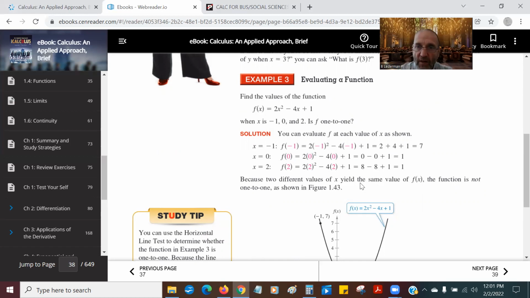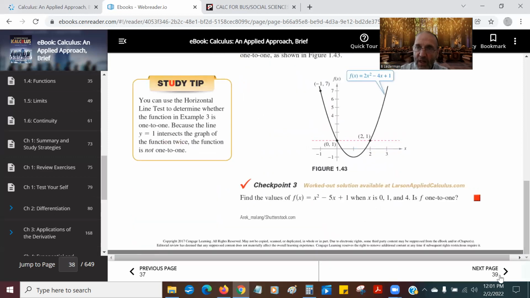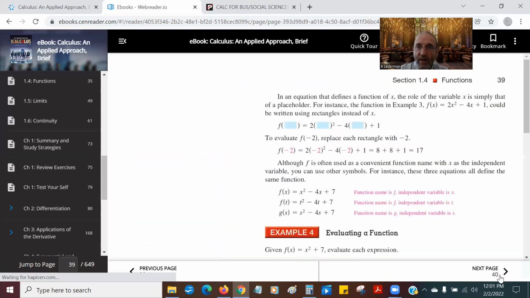So two different values of x yield the same value of f of x. Therefore, it is not 1-to-1. See, I get a 1 there and a 1 there. And again, you look at the horizontal line test: it passes the vertical, so it is a function, but it fails the horizontal. So it's a function, but it's not a 1-to-1 function. And that's okay. Not every function has to be a 1-to-1 function.